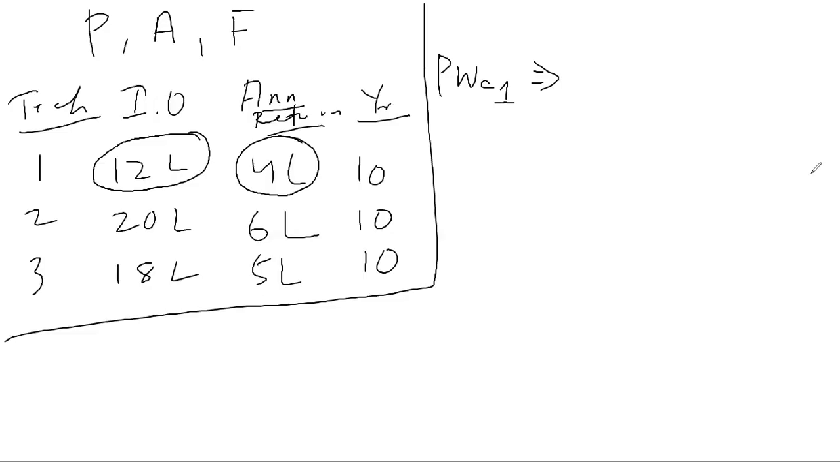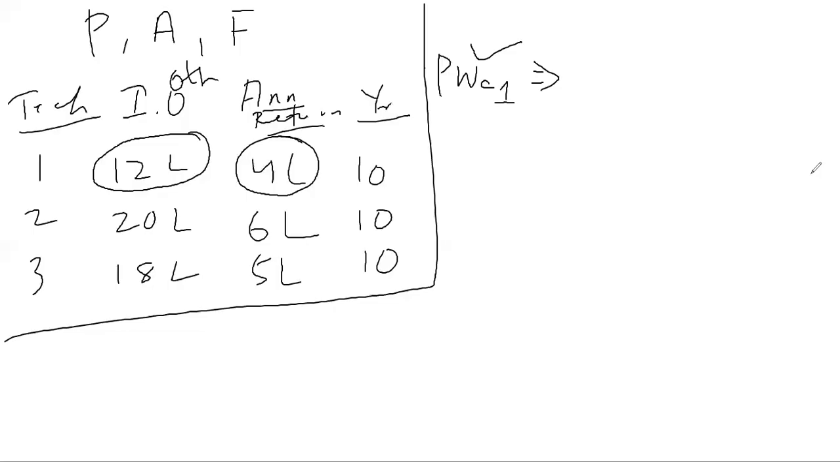12 lakh is which variable out of these three? Initial cost. Initial cost is which variable? P, A or F? P. It is your P because it is in the 0th year. So when you are using present worth criteria, you need not convert 12 lakh.